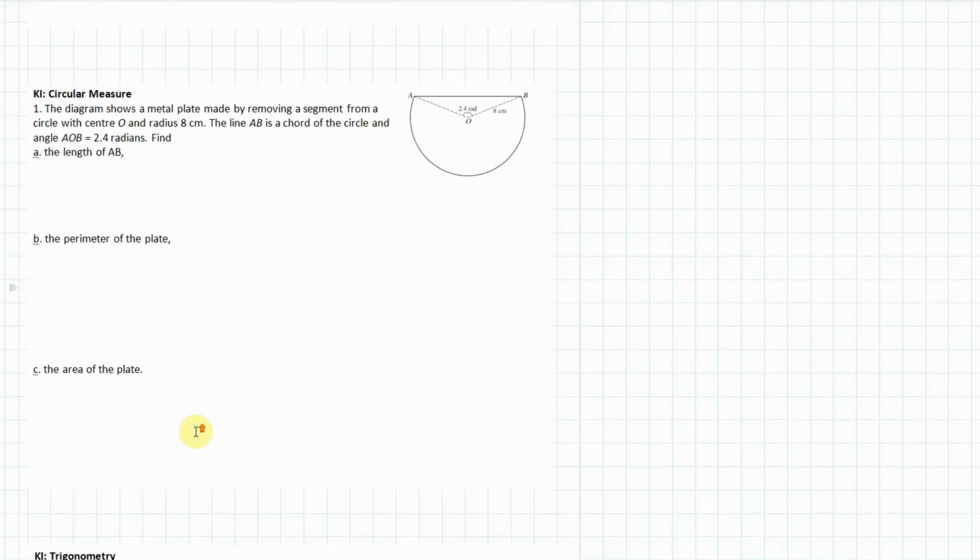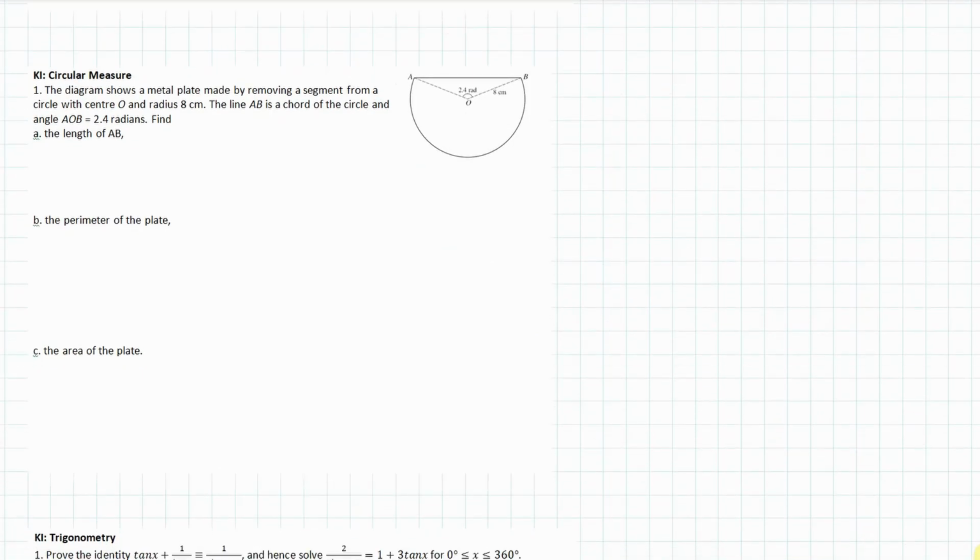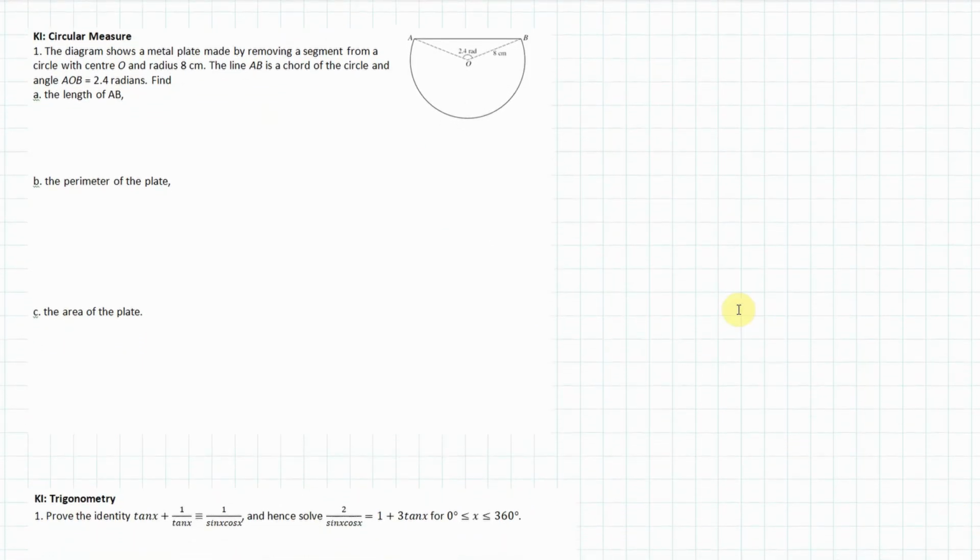Okay, what do we got here? So the next question, we have a metal plate that we make by removing a segment from a circle with the center O and a radius 8. Line AB is a quarter of the circle. Okay, we're gonna find length AB.